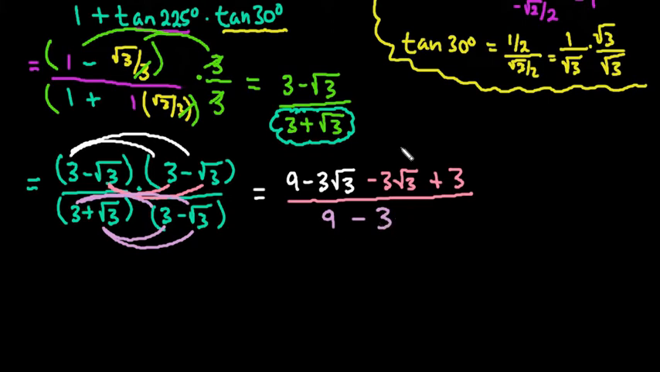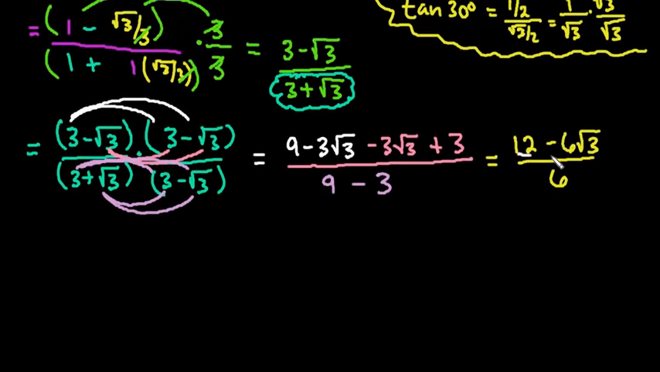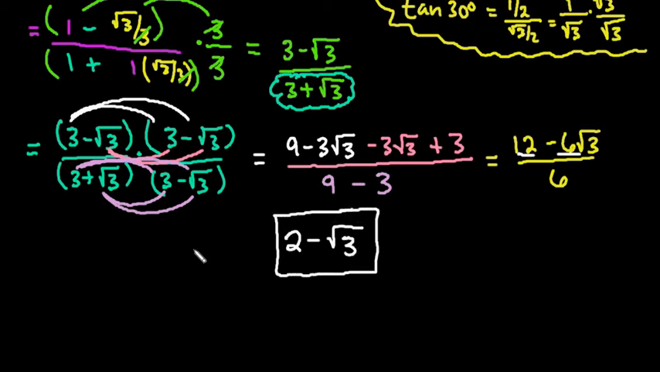So now we just simplify the numerator and the denominator. In the numerator, 9 plus 3 gives me 12. Negative 3 plus negative 3 gives me negative 6 square root of 3. And this whole thing would be over 6. So to simplify this expression, since both of them can be divided by 6, I would end up with 2 minus square root of 3. And this would be the exact value for tangent of 195 degrees.